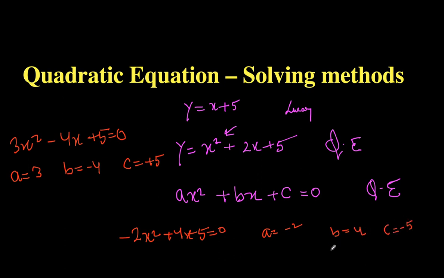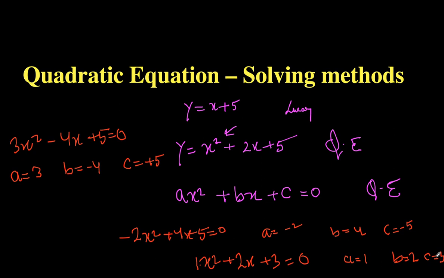Now we will take one last example. If you get something like x square plus 2x plus 3 equal to 0, this is a quadratic equation, and for the a value we have to check the coefficient of x square. Here nothing is given, so we assume it is multiplied by 1. So a is 1, b is 2, and c is 3. So this is the method you can use to identify a, b and c for any quadratic equation.